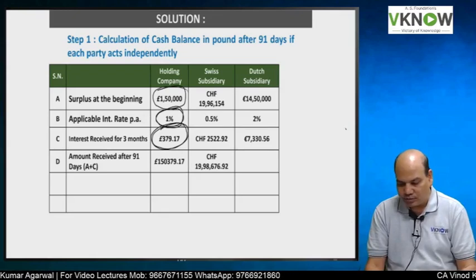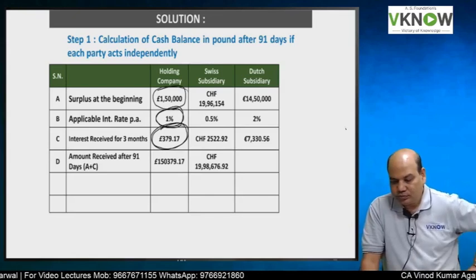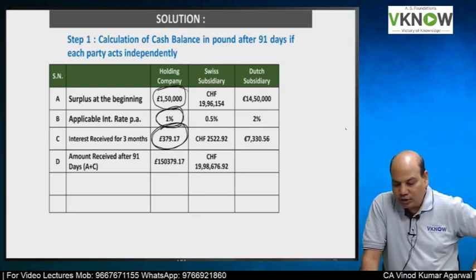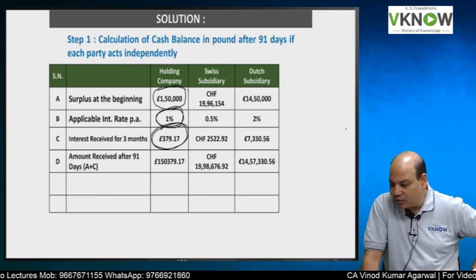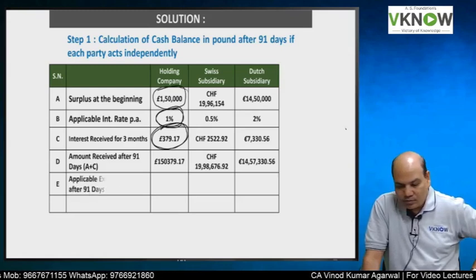1998676.92. You are right. Keep writing the currency also, CHF. Now tell me Dutch. Without a calculator you will do the last one. 1457330.56. Are you getting it? Say yes.